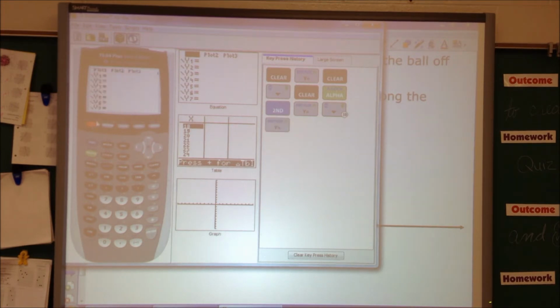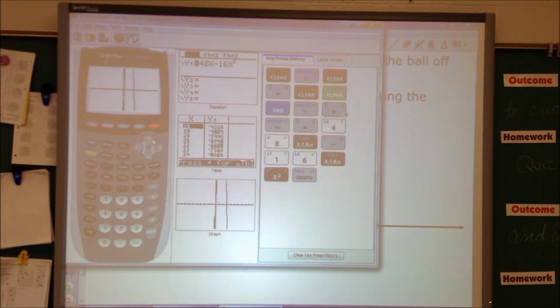So I'm going to go back to my Y equals, and I'm going to type in 48, and instead of T, arrow back up, instead of T I'm going to use X. So 48x minus 16x squared. And when I hit my graph button, this is my parabola. Notice down here, it's starting right here at 0, 0, of course, because he's kicking the ball.